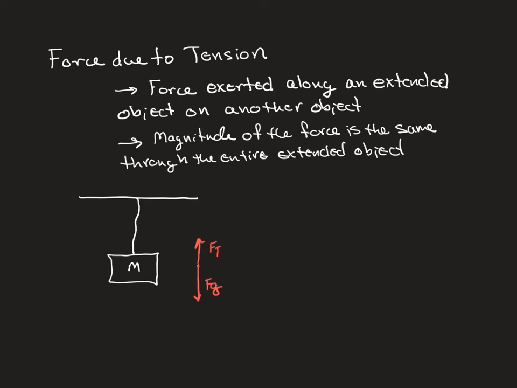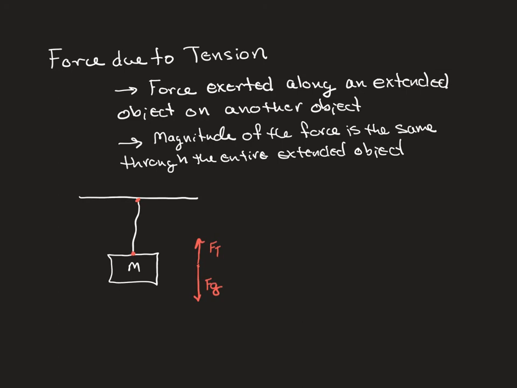And what I mean by the magnitude of force being the same the whole way through the entire extended object, the force exerted by the rope here on the mass hanging, or box hanging, is the same in magnitude as the force experienced, or the ceiling experiences from that force. What's going to be different is that the mass is held up by that particular rope, but the ceiling is being pulled down on by that particular rope. So the direction is not the same, but the magnitude of the tension is the same.